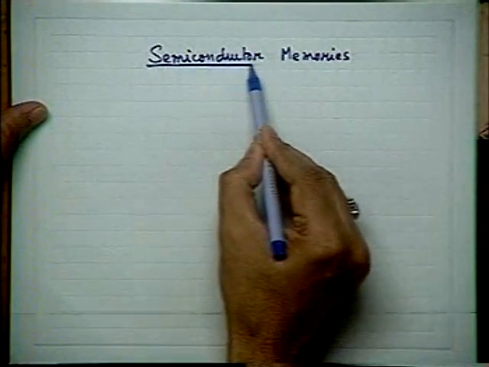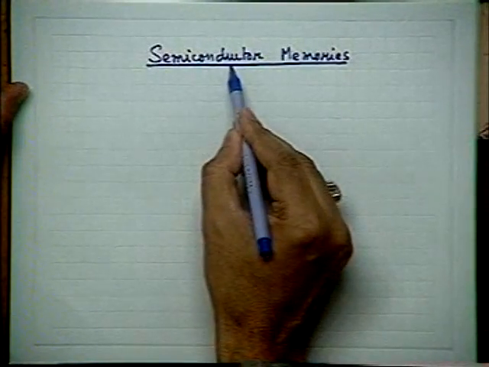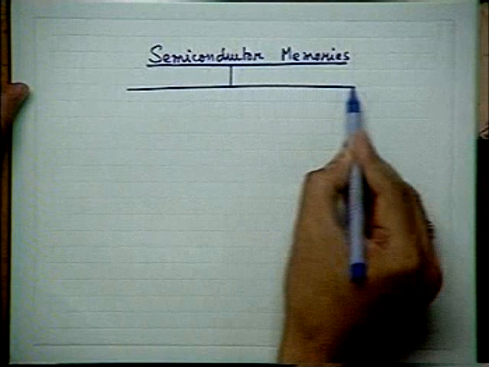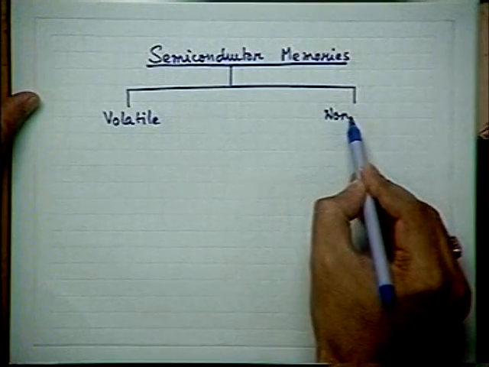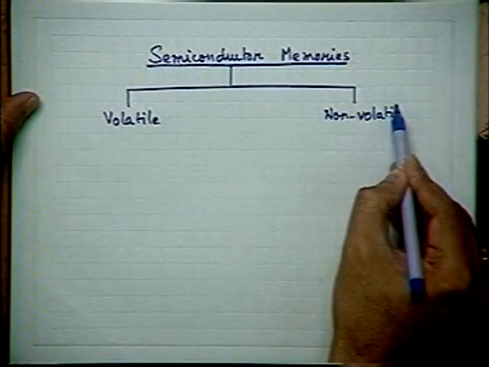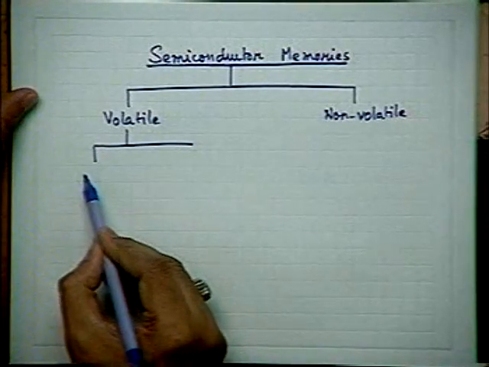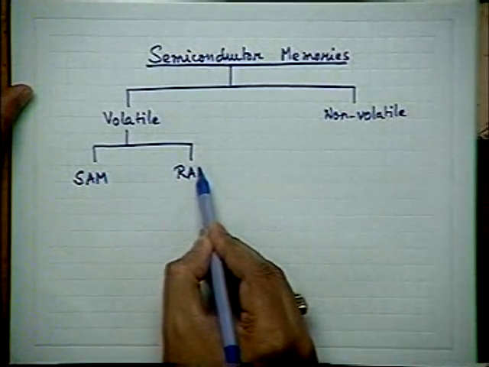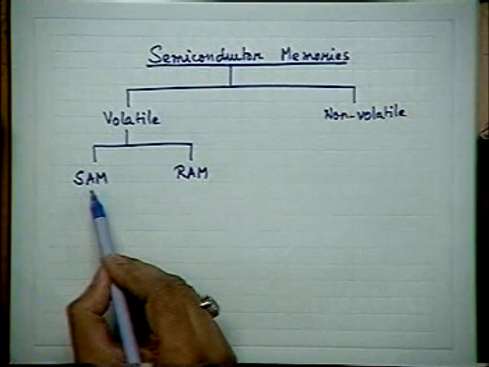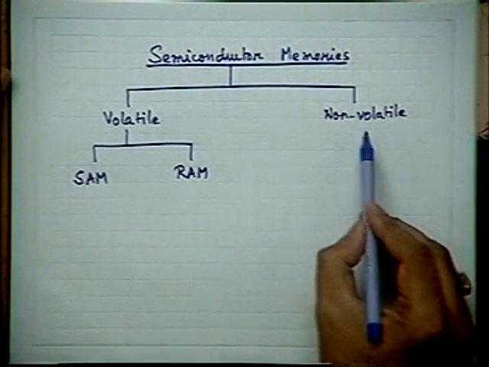As you know, memories, which I'm sure have been introduced in earlier classes also, can be broadly classified into two. One is called volatile memory. The other is non-volatile. The volatile memory can be divided into two classes. One is called sequentially addressed memories, using shift registers. The other is called random access memories, using normal latch circuits.